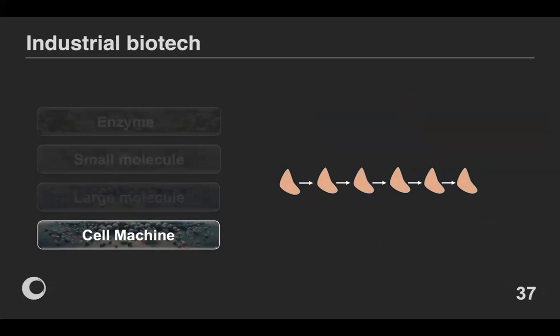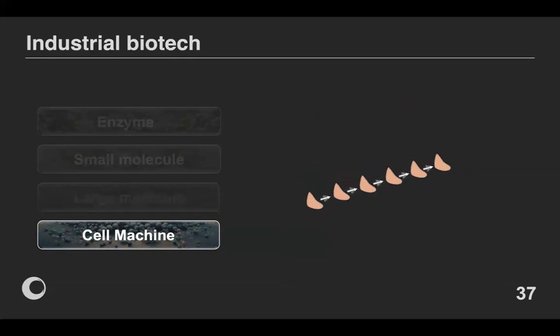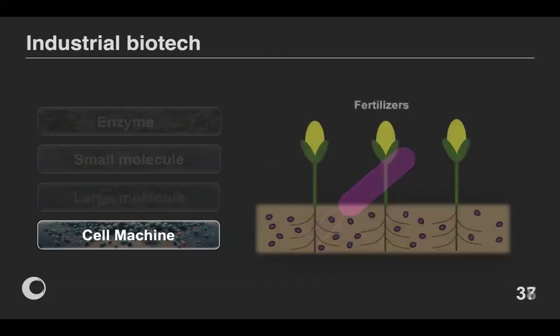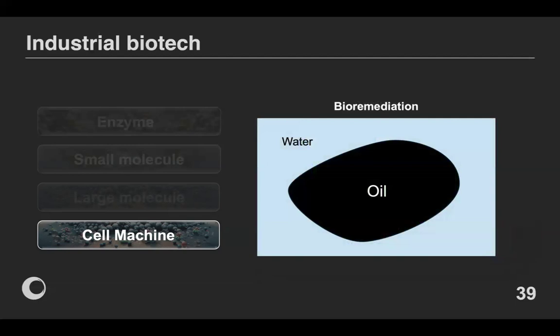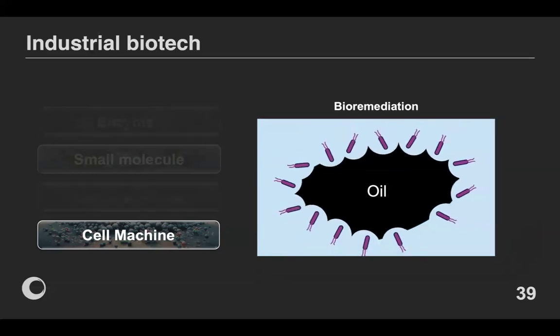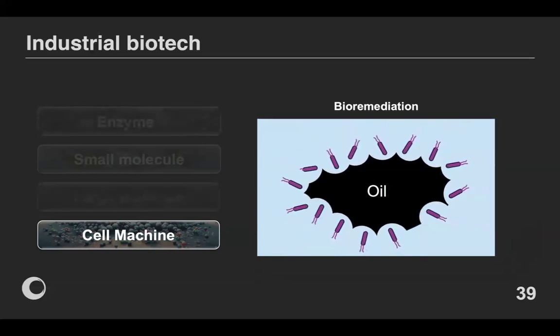And so the cell machine is actually something I'm going to coin at the moment. The idea here is if you take a pathway that can make a large molecule or a small molecule and put it into a microbe, instead of having the cell produce the end product, you can have the cell be the product itself. So you can make fertilizers, as we already discussed before, or do things like bioremediation. If you have an oil spill out in the ocean, you can have microbes that go ahead and clean up those oil spills.